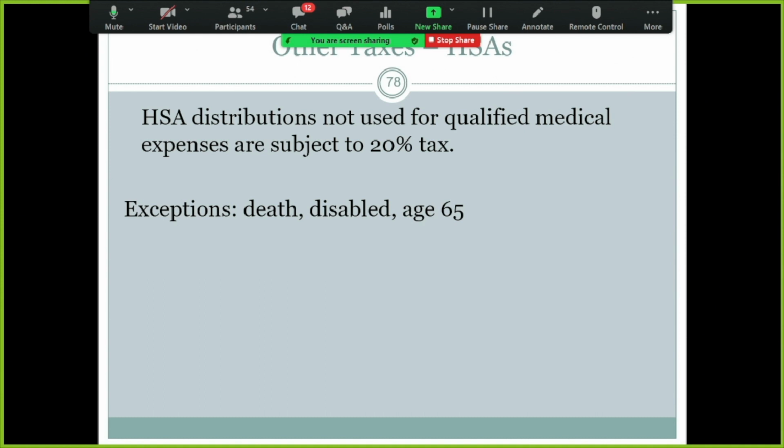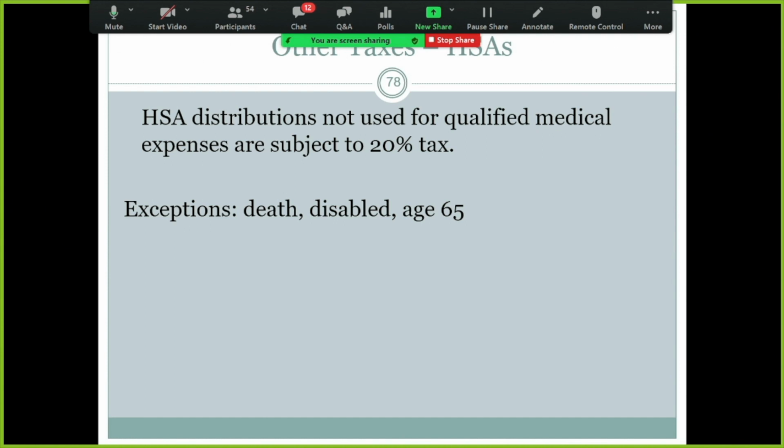Another tax we have, other taxes, is HSAs. These are those health savings accounts. We talked about that in the adjustment section. If a taxpayer's spouse has an HSA and they make contributions outside of those listed on their W-2, they are able to make an adjustment, so deduct that contribution from their total income listed on the tax return. The HSAs are funds that have been set aside to be used for qualified medical expenses. Now, if they are not used for qualified medical expenses, then the HSA distribution for that year becomes income and it is subject to a 20% tax.